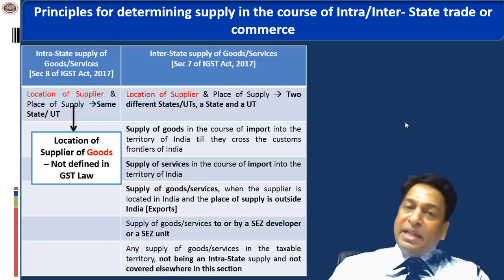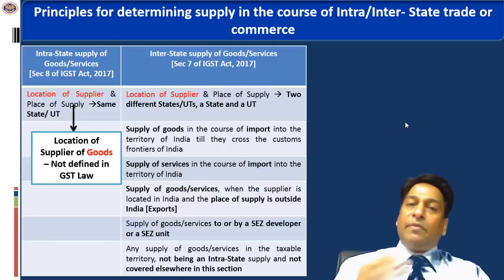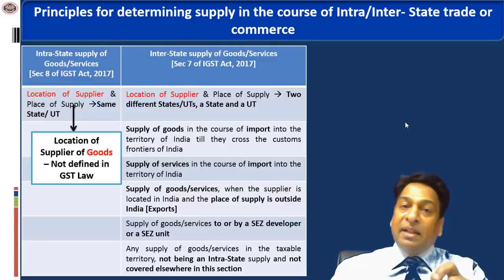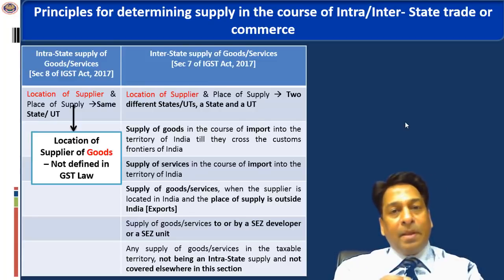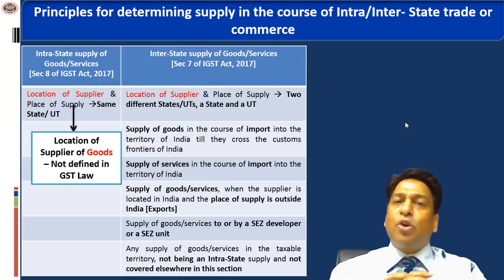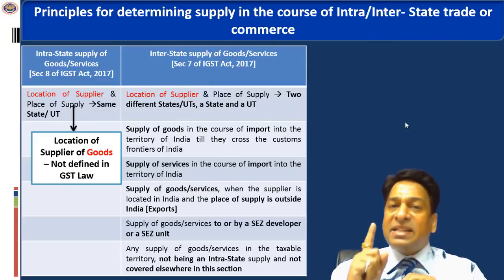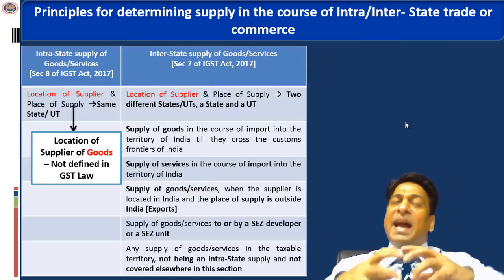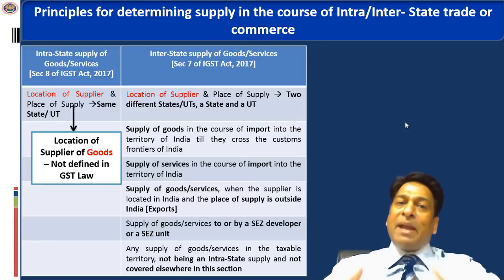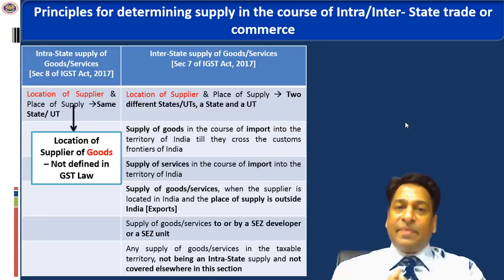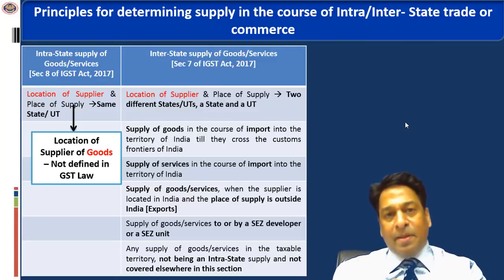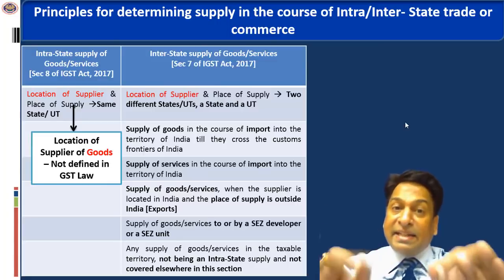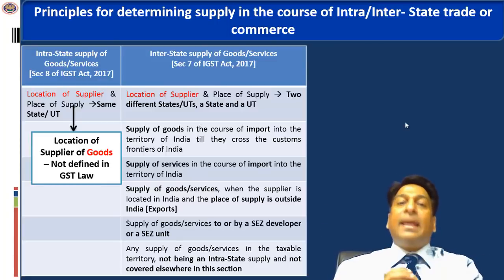Supply of goods in the course of import, when we are importing, till they cross the customs frontier of India. So what transaction comes to your mind? High seas sale. What is a high seas sale? You know, when my goods are on the high seas and are being sold before they cross the customs frontier of India. This is called interstate, no denial.